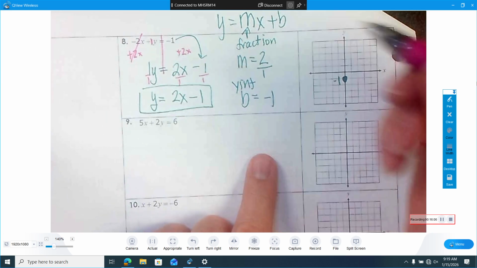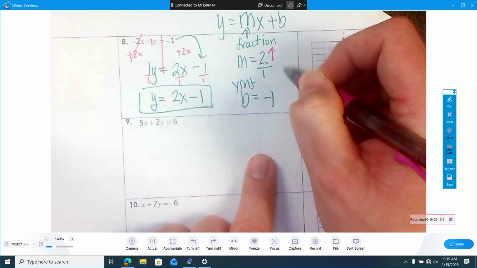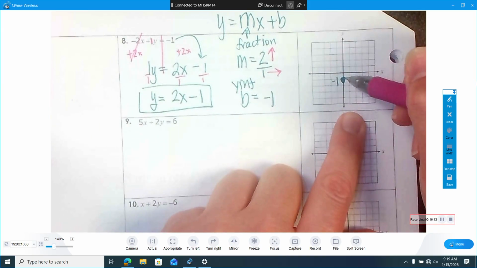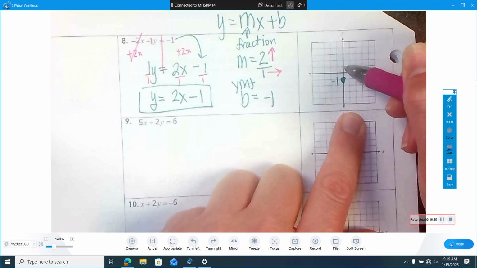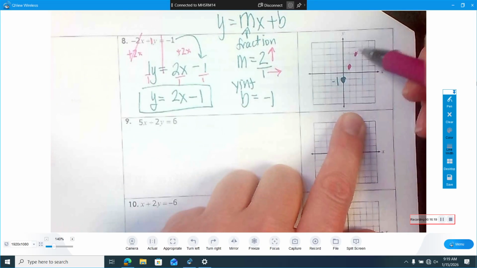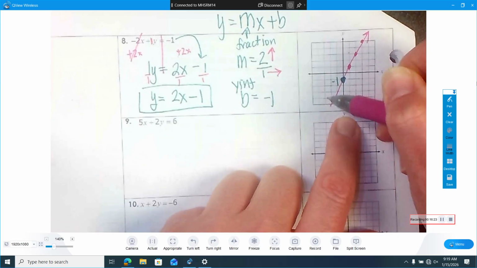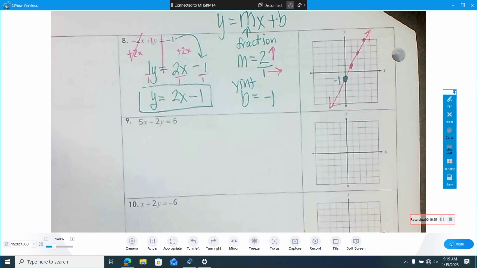Down 2 or up 2? Up 2. It's positive up 2 and then right 1. So we're going to go from our beginning point, up 2 boxes and over 1 box. Up 2 over 1, up 2 over 1, and draw a nice big long line. No stubby little sticks.